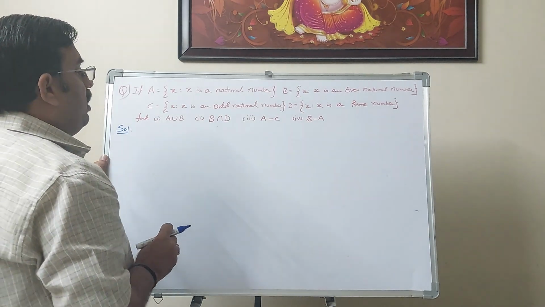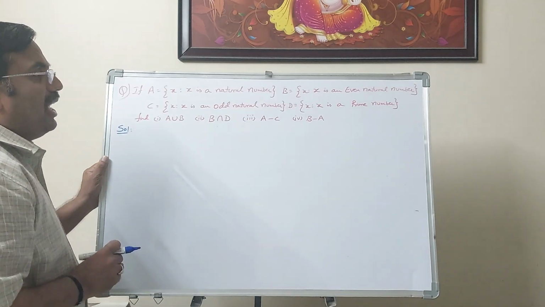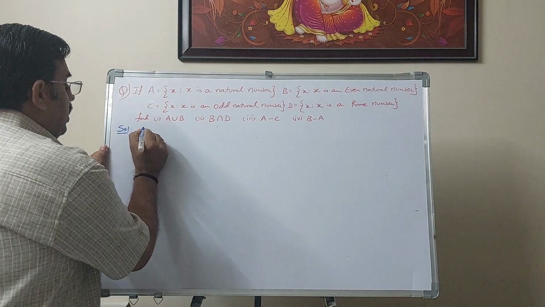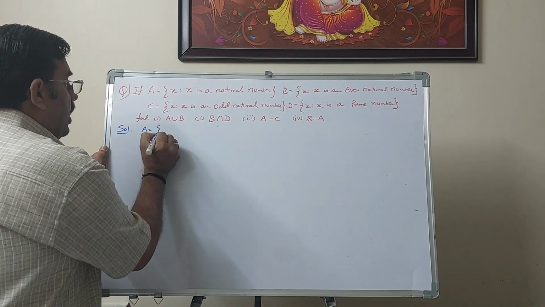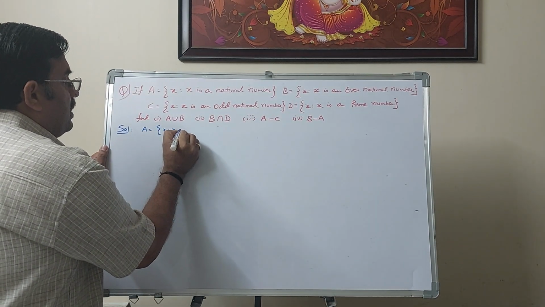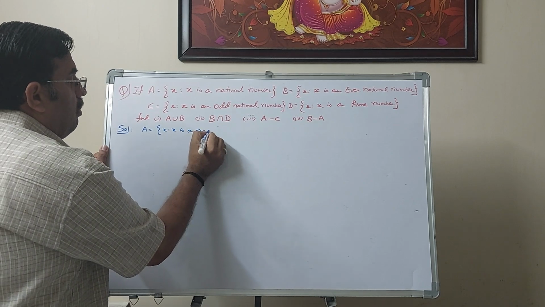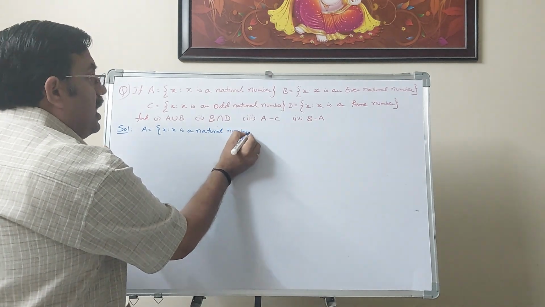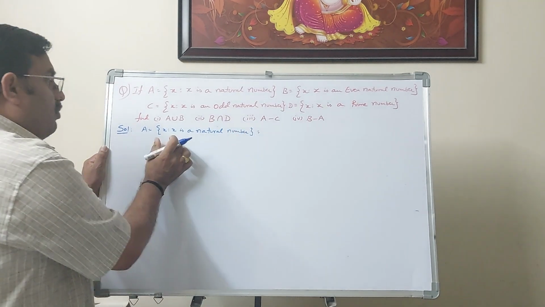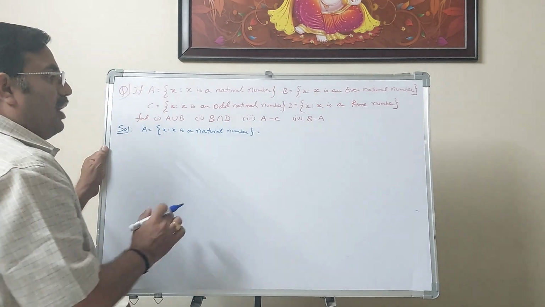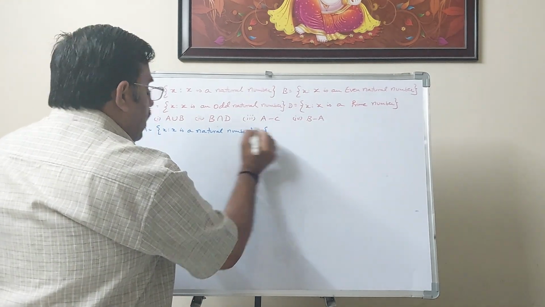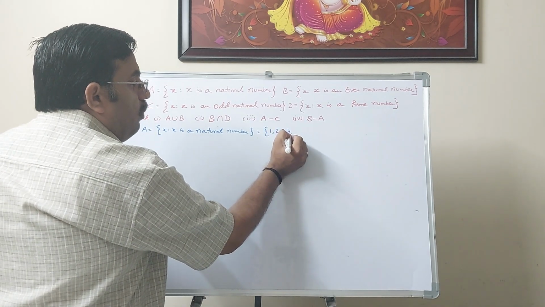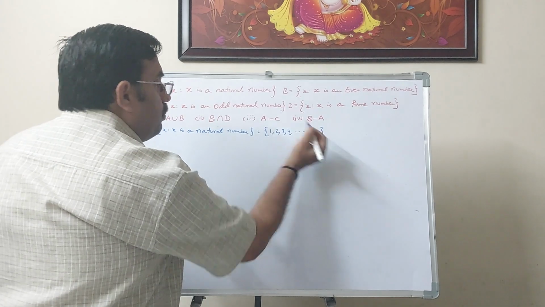Find A union B, B intersection D, A minus C, B minus C is the question given. So first, you write down here A is equal to what was given here? X such that X is a natural number. This was given in the set builder form, so you have to convert it into the roster form because you have to get the elements here. Natural number means 1, 2, 3, 4, and so on.